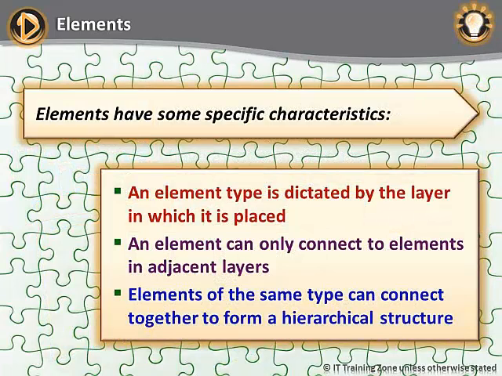Elements have some specific characteristics. An element type is dictated by the layer in which it is placed. An element in the application layer is an application element. An element cannot be connected to every other type of element. It can only connect to those in adjacent layers. No element can connect outside of its adjacent layer, so a hardware element can't connect to an ownership element. And finally, elements of the same type can connect together to form a hierarchical structure within a layer. For example, a hub, a switch, and a router might have a hierarchical relationship within the infrastructure layer.